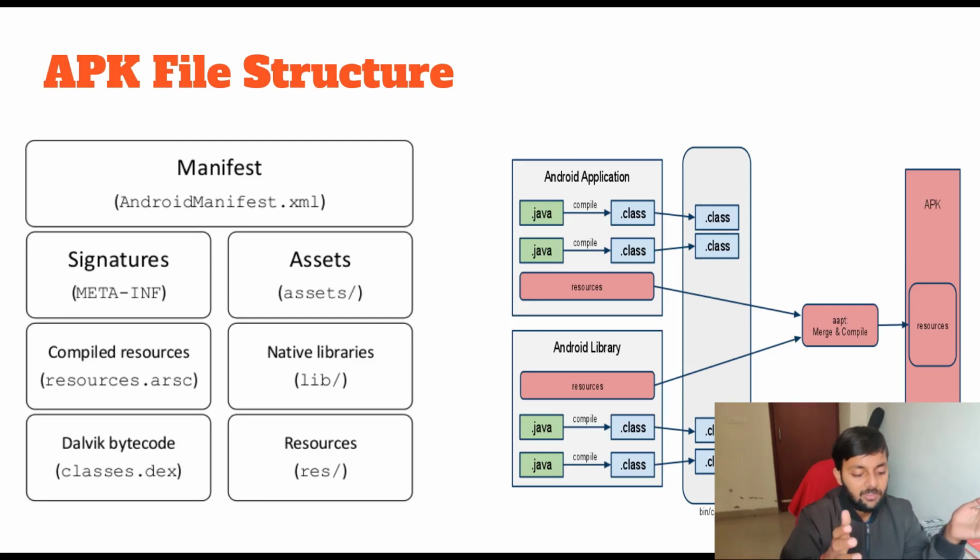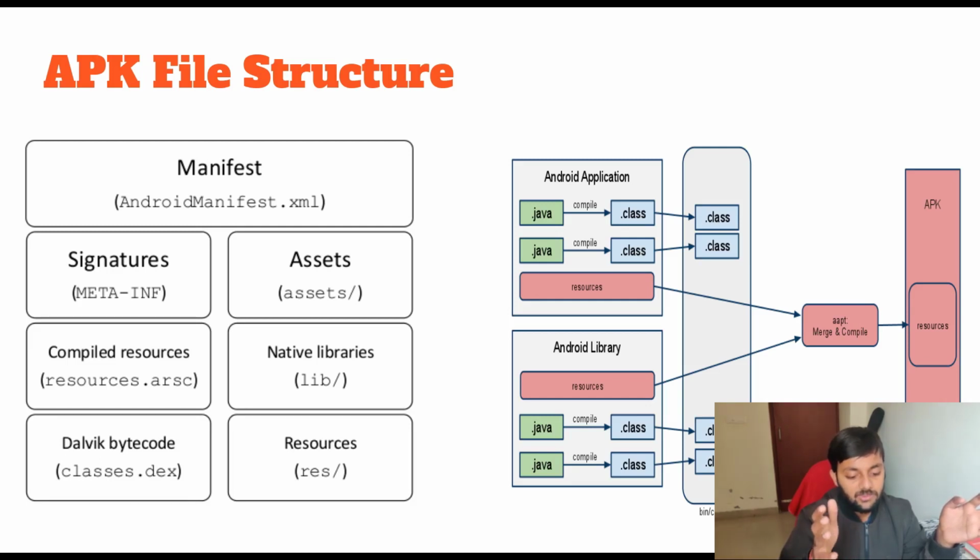Then there's this Dalvik bytecode. This is kind of the main thing, I would say. So classes.dex. Dex is basically Dalvik executable. It contains all the Java code, all the classes and all the Java files. These are compiled into the Dex Dalvik bytecode, which can be run in the Android runtime.